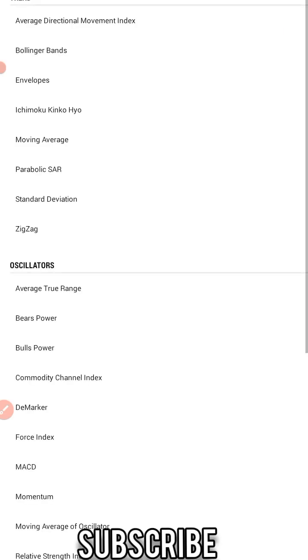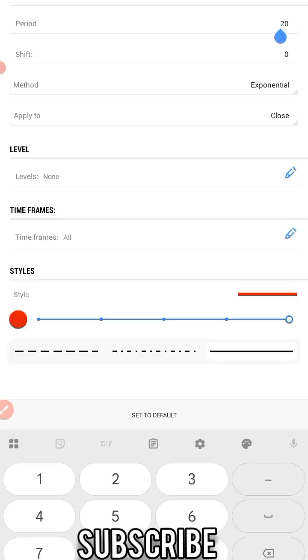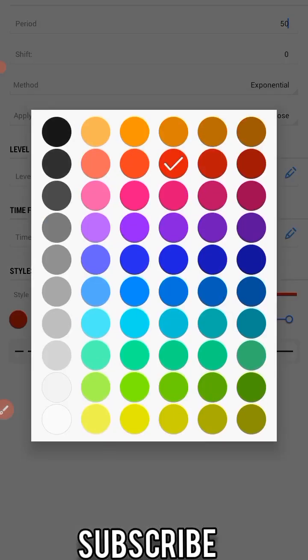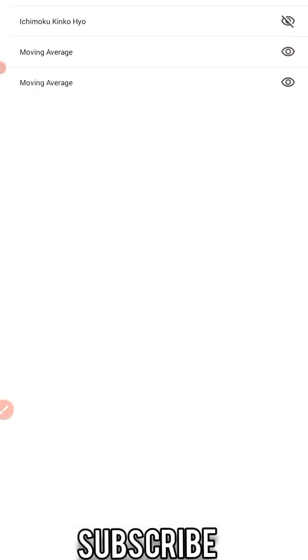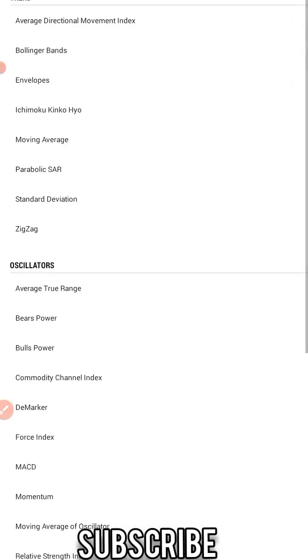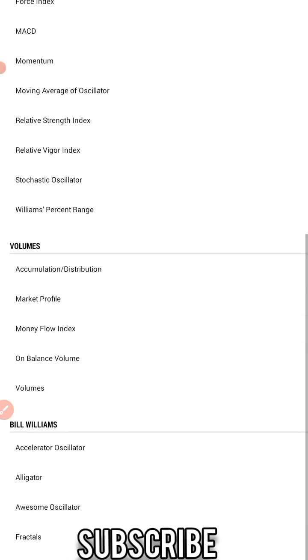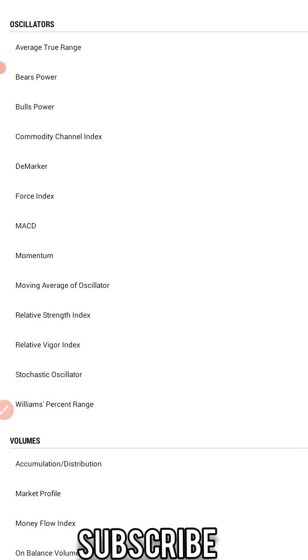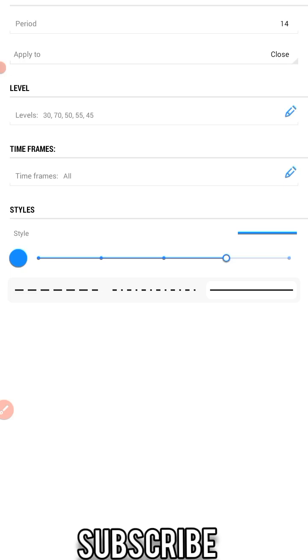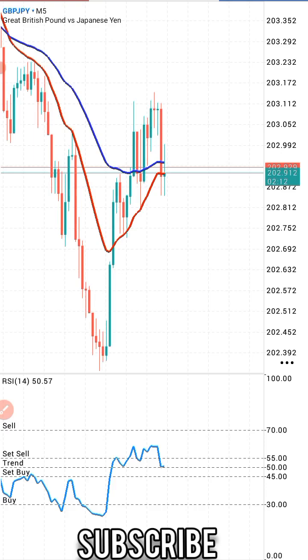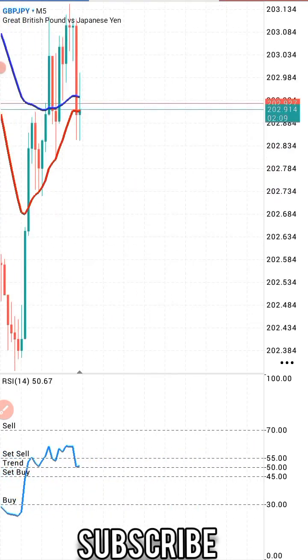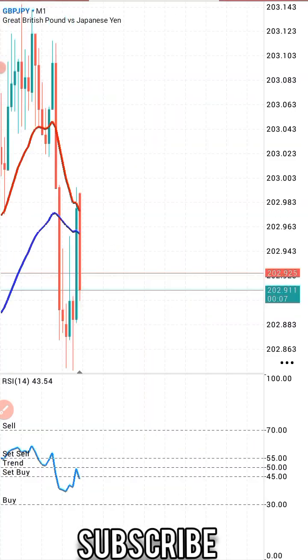Moving average 20 and then moving average 50. Very good. And then we also have the relative strength index 14. That is the oscillator. Good. Now look at how it looks. Now this is for scalping.